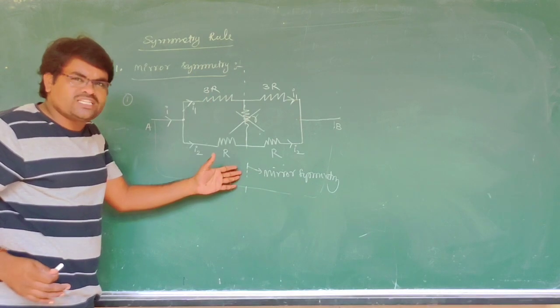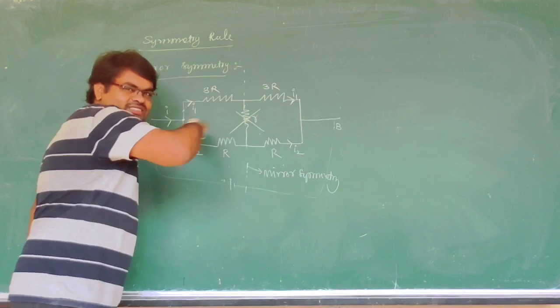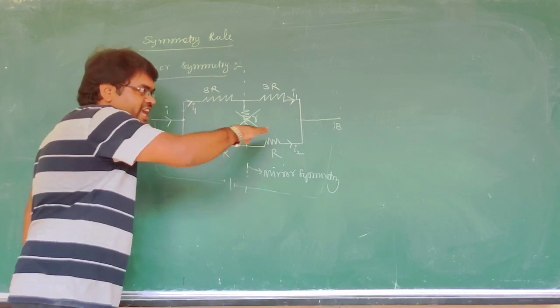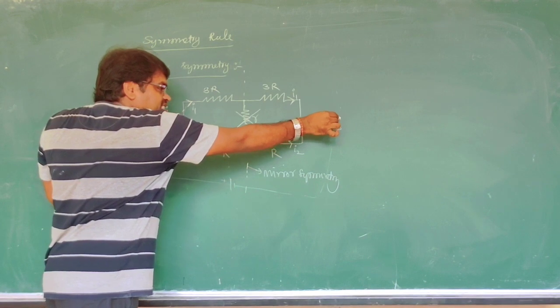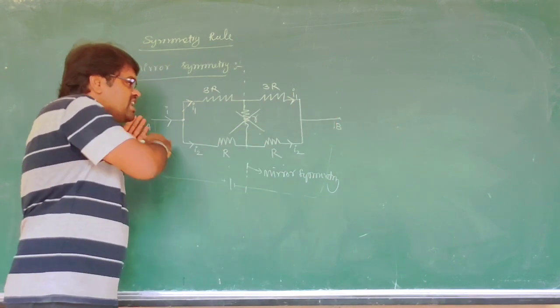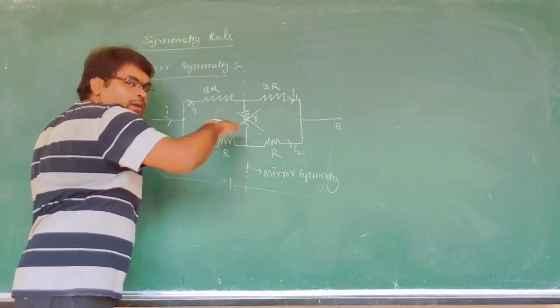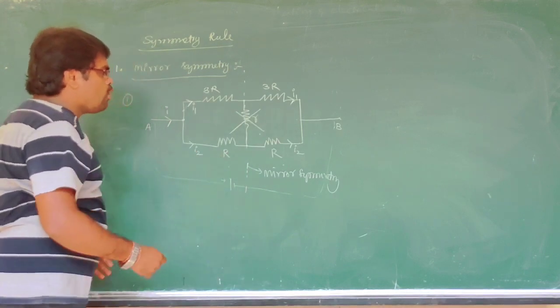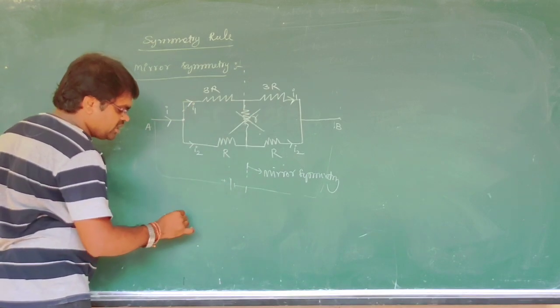Now, how do we draw the mirror line? Assume the mirror is perpendicular to the terminals between which they are asking for the resultant or equivalent resistance. The line is assumed perpendicular to AB. Then we get the modified circuit.